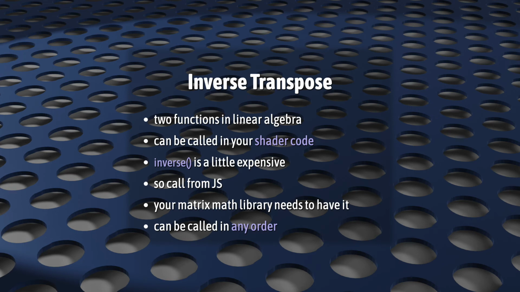The solution to this is called the inverse transpose. Inverse and transpose are two functions commonly used in linear algebra, like the dot product and normalize functions. You can call these functions directly in your shader code if you want. But because inverse is a little expensive, it makes sense to call it once per frame in your JavaScript, so your matrix math library needs to have it. It doesn't matter if you call inverse before transpose or transpose before inverse, they'll both give you the exact same result.